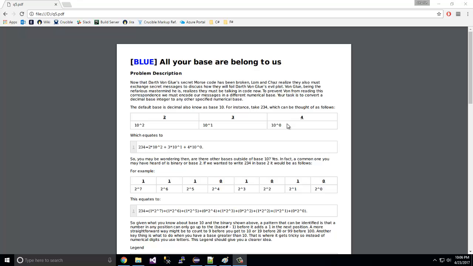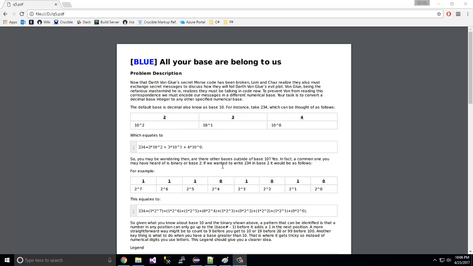We work in base 10 normally when we talk about numbers, meaning that each of the place values of our number are powers of 10. So we have the ones place, the tens place, the hundreds place, the thousands place. Those are all powers of 10: 10 to the 0, 10 to the first, 10 to the second. There are other bases, however.